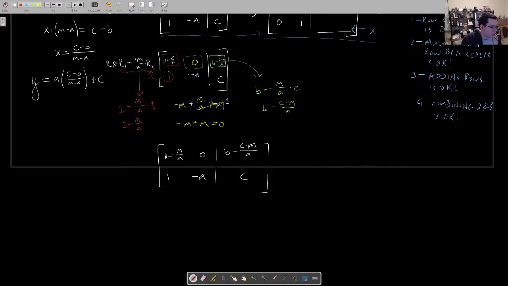And now we want to get a 1 here. Right? So what we're going to do, wait a minute. What's the better way to do this? No, this is the good way to do this.